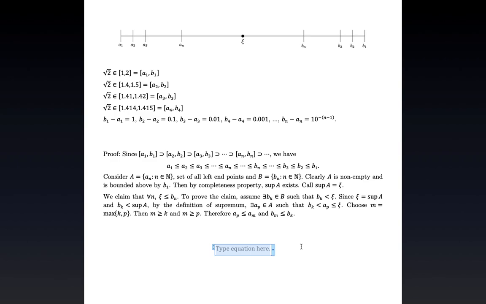K is, say, 100, so B100 falls over there. So B100 is smaller than xi. So in between B100 and xi, there must be something from A. So A90, let's say, is over there. So A90 falls between B100 and xi: B100 is strictly smaller than A90, and this is less than or equal to xi.